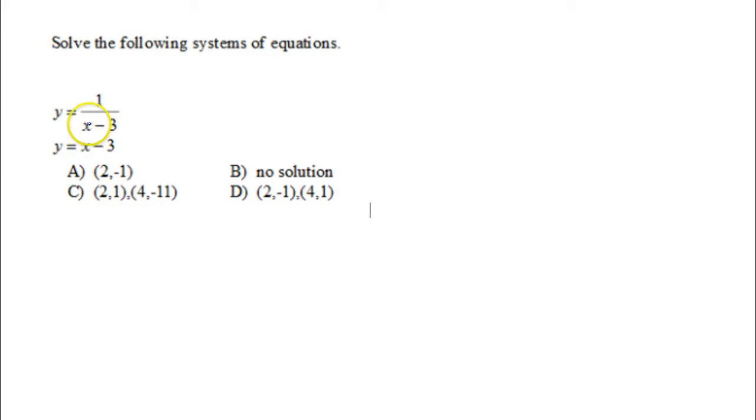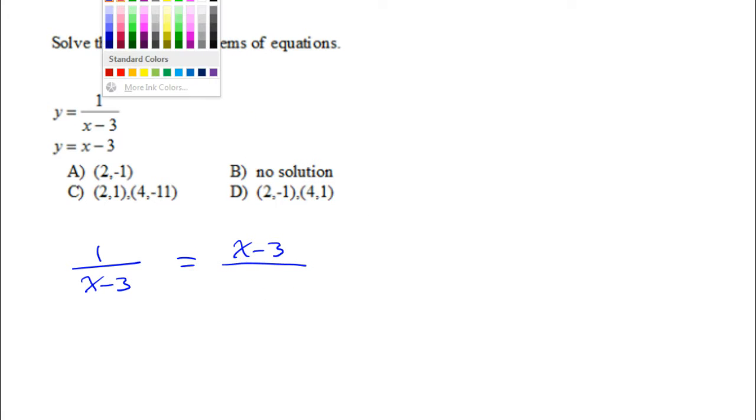Let's solve this system of rational equations. First thing I'll do is set these equations equal to each other. So I've got 1 over x minus 3 is equal to x minus 3 over 1. But I won't put the 1 because I'm going to put something in that place anyway.